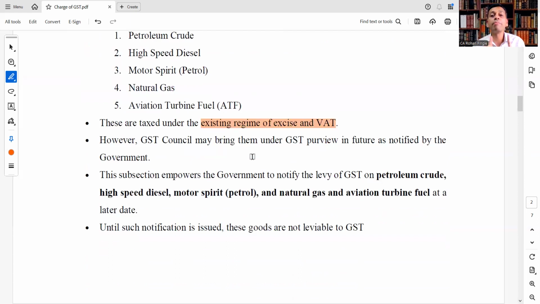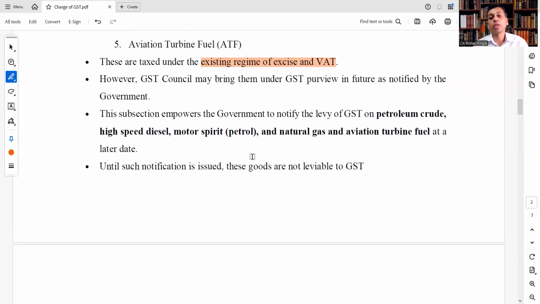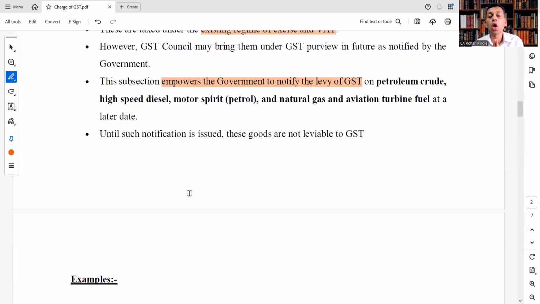However, the GST Council may bring them under GST purview in future as notified by the government. This subsection, section 9, subsection 2, empowers the government to notify the levy of GST on petroleum crude, high-speed diesel, motor spirit, natural gas and aviation turbine fuel at a later date. Until such notification is issued, these goods are not leviable to GST.